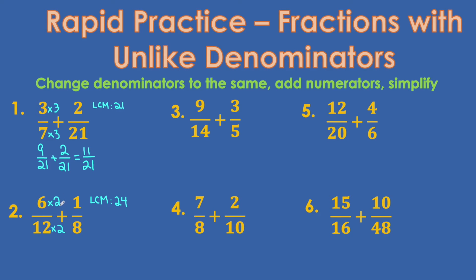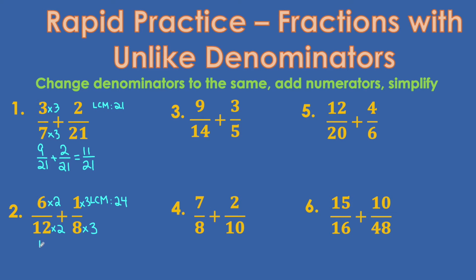So we've changed the first fraction. Now we have to change the second fraction as well. So you think, what number times 8 equals 24? Well, that would be 3. So 8 times 3 on the bottom, and in the numerator, 1 times 3.